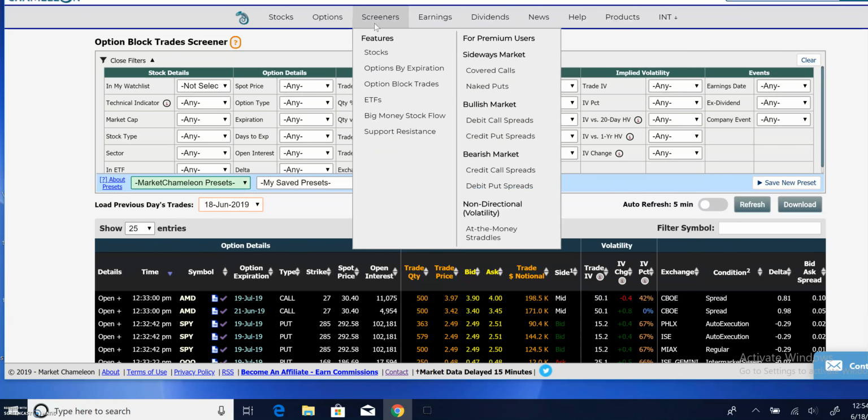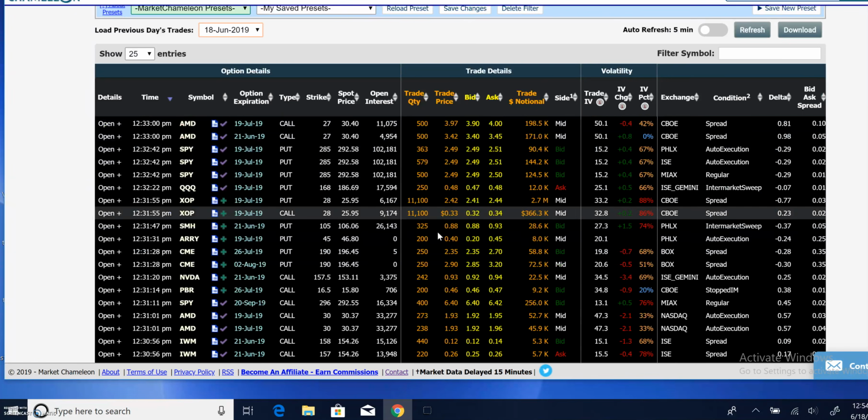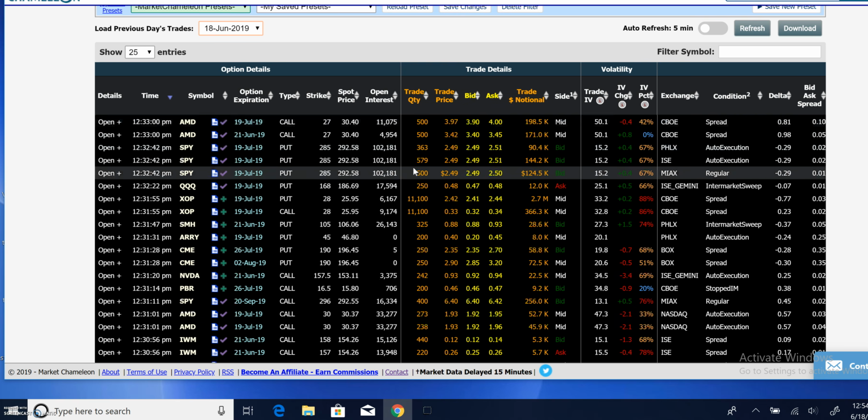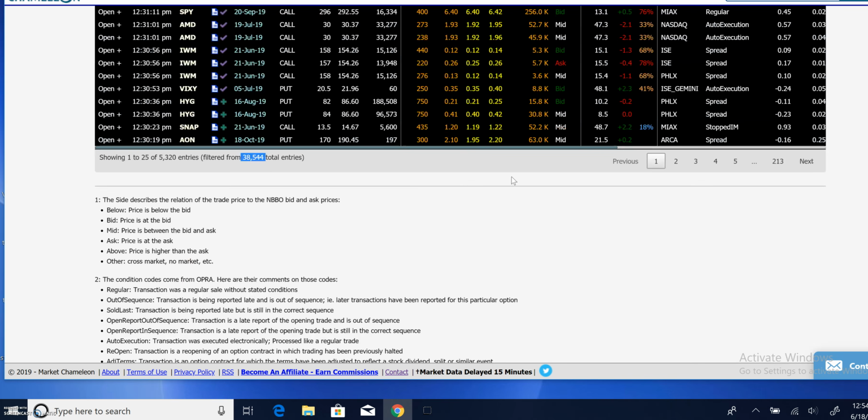I wanted to show you how to use a filter on the option block trade screener, which you can find right here. The option block trade screener shows large option blocks that are traded throughout the day, and this is a list of all of them right now, over 38,000.